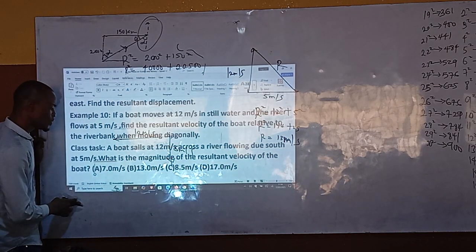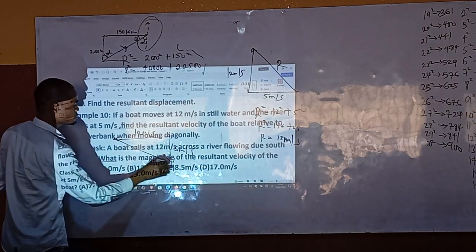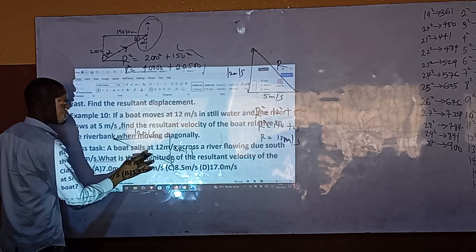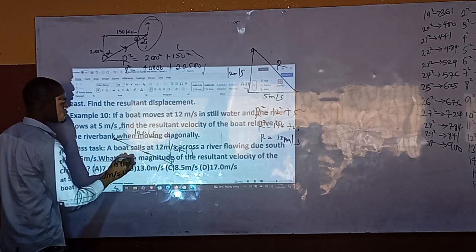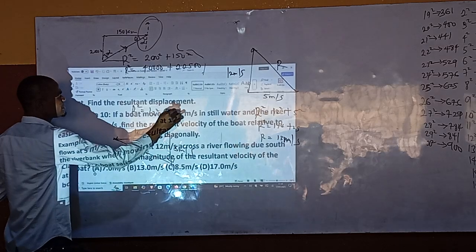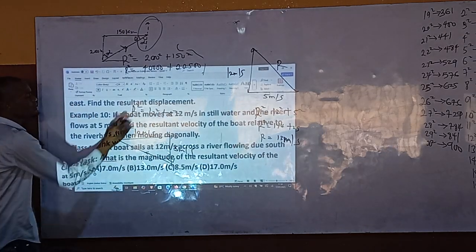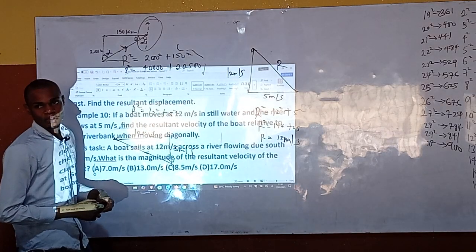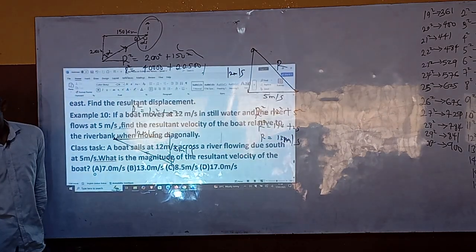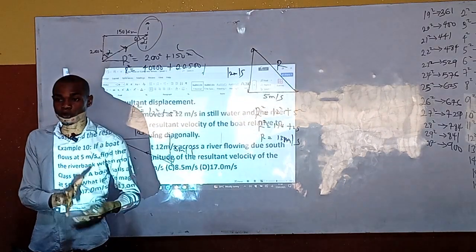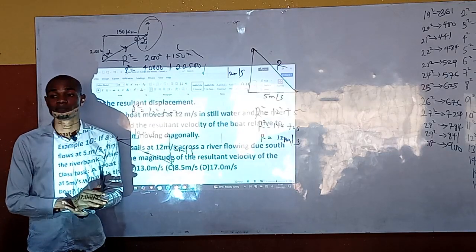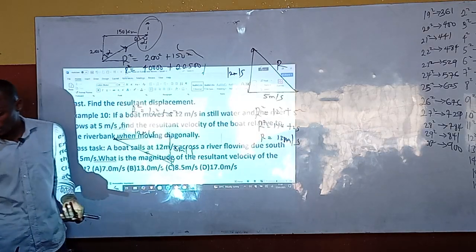What is the magnitude of the resultant velocity of the boat? R squared equals... I think it's the same thing we saw, right? Now the answer is 13, the square root of 169 is 13 meters per second, right? This is where most of the questions come from, on scalar, vector, and relative velocity.